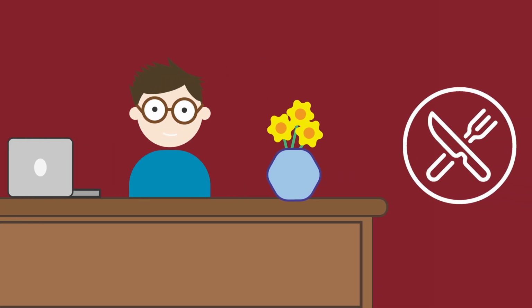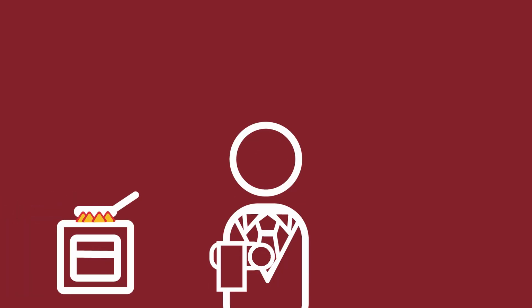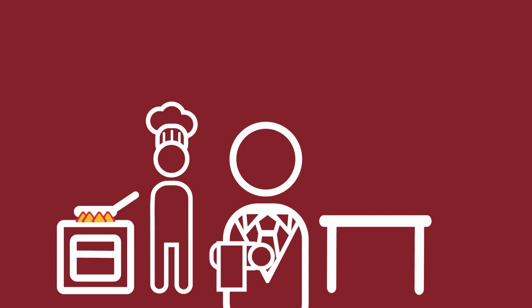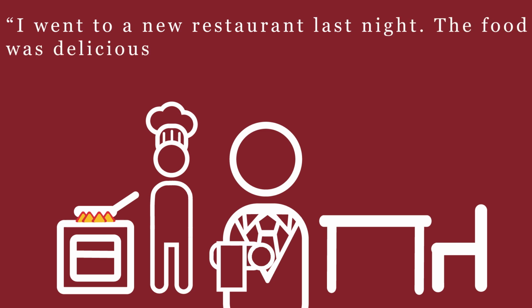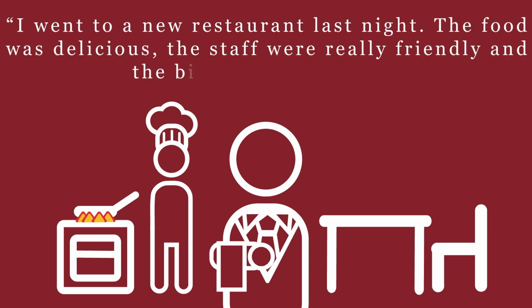Shared knowledge can also extend to an inventory of things or concepts associated with a particular setting or idea. If I tell my friend about a new restaurant I went to, common knowledge of the concept of a restaurant will lead them to expect certain things to be there. For example, all restaurants have a kitchen, waiting staff, chefs, tables, and chairs. It would therefore be very natural for me to say something along the lines of, "I went to a new restaurant last night. The food was delicious, the staff were really friendly, and the bill was quite reasonable."